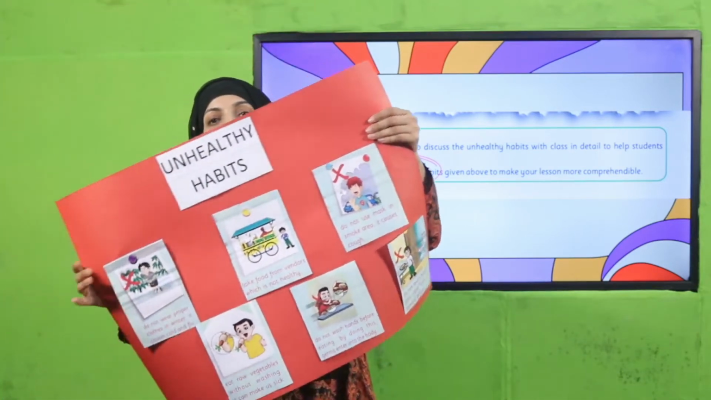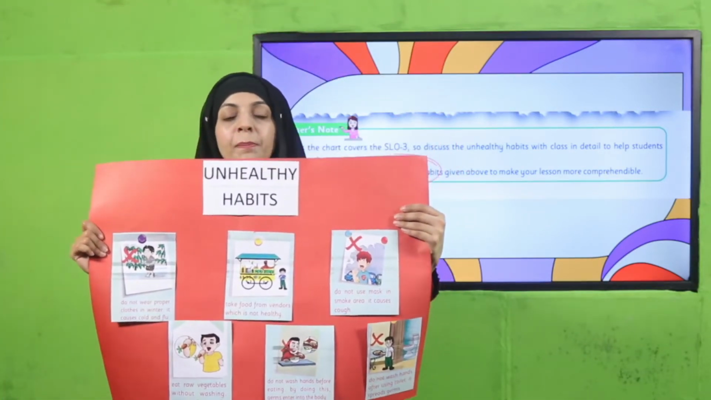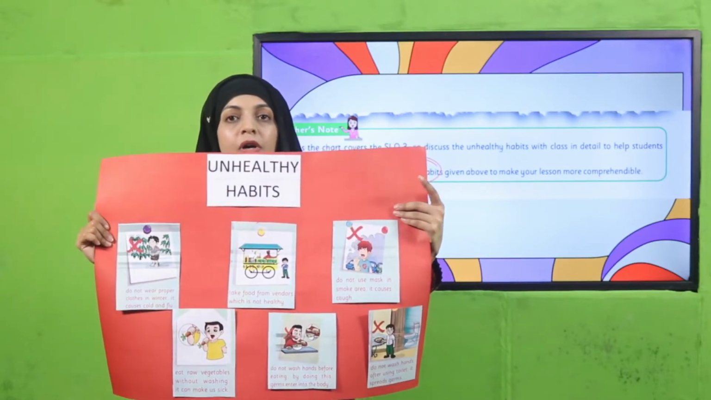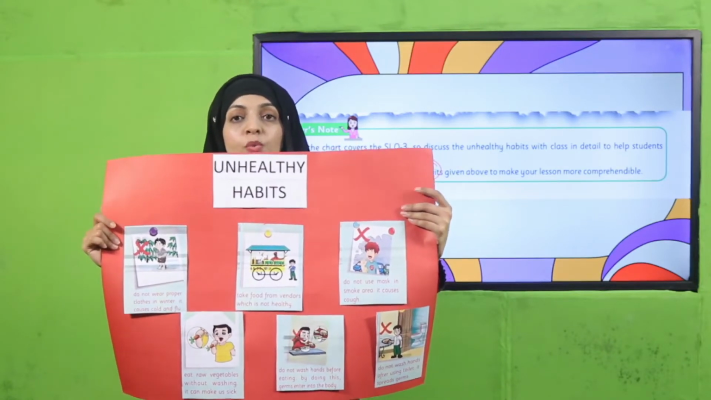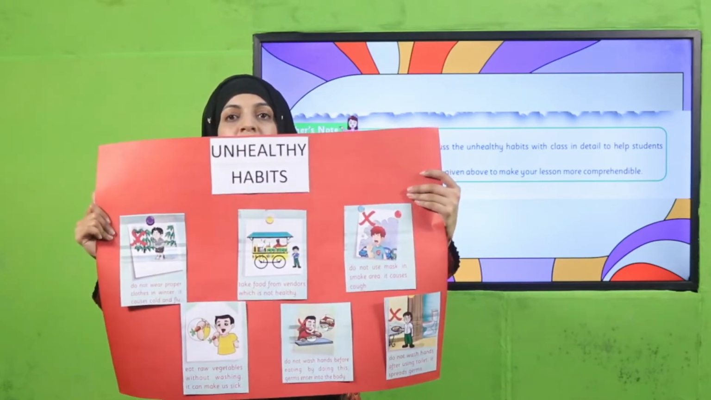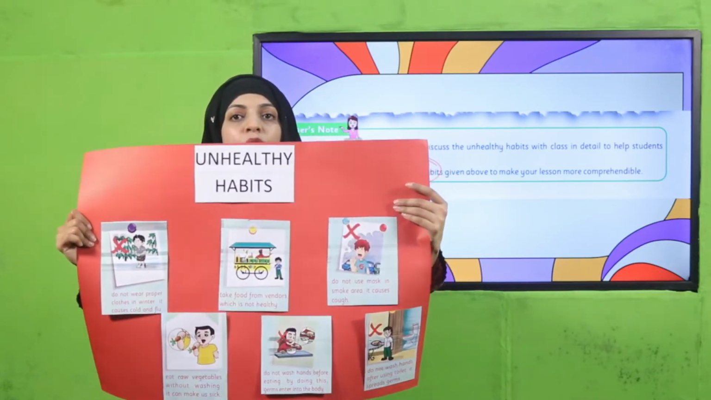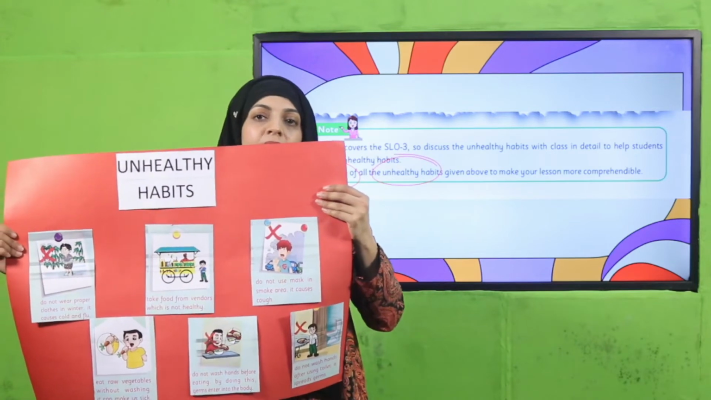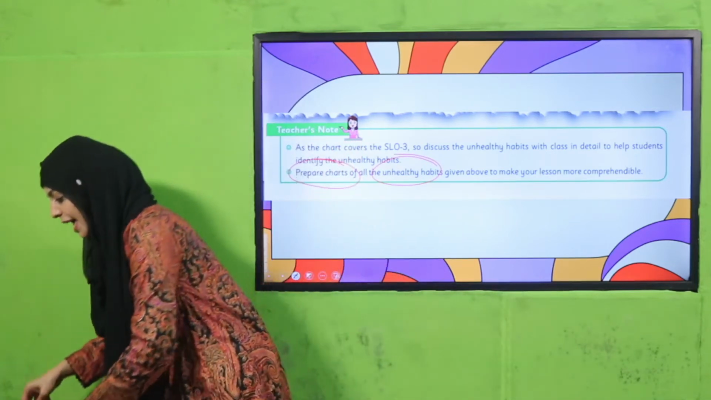So this is how you can make a chart. The pictures are attached under the description box of this video. The teacher can download it and give the students the pictures, and they can cut out and make a chart and paste it in the class. So this is the activity.